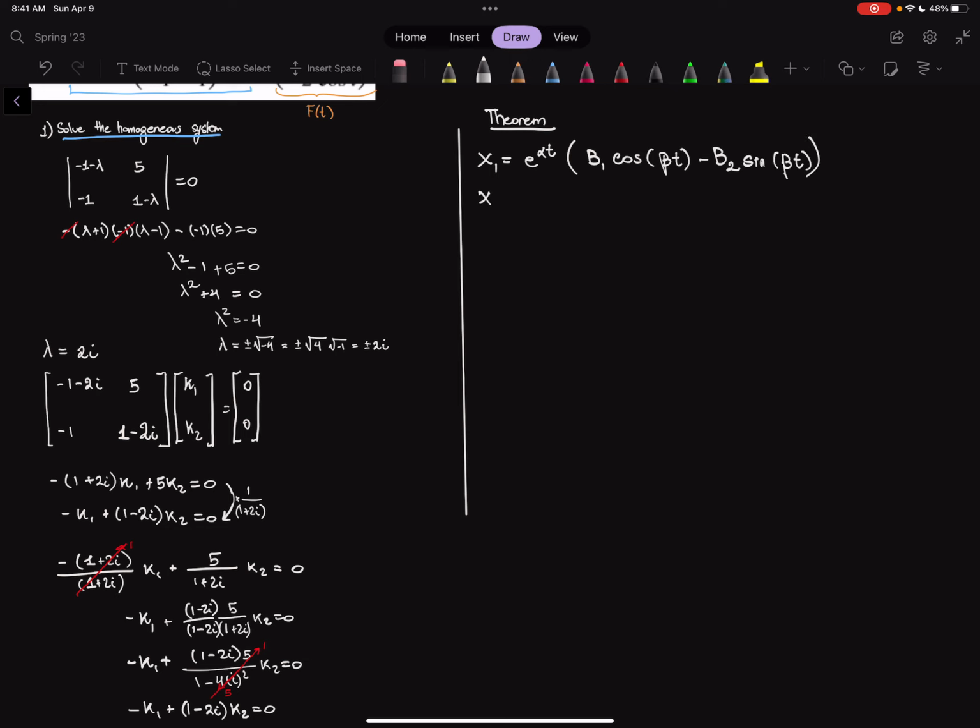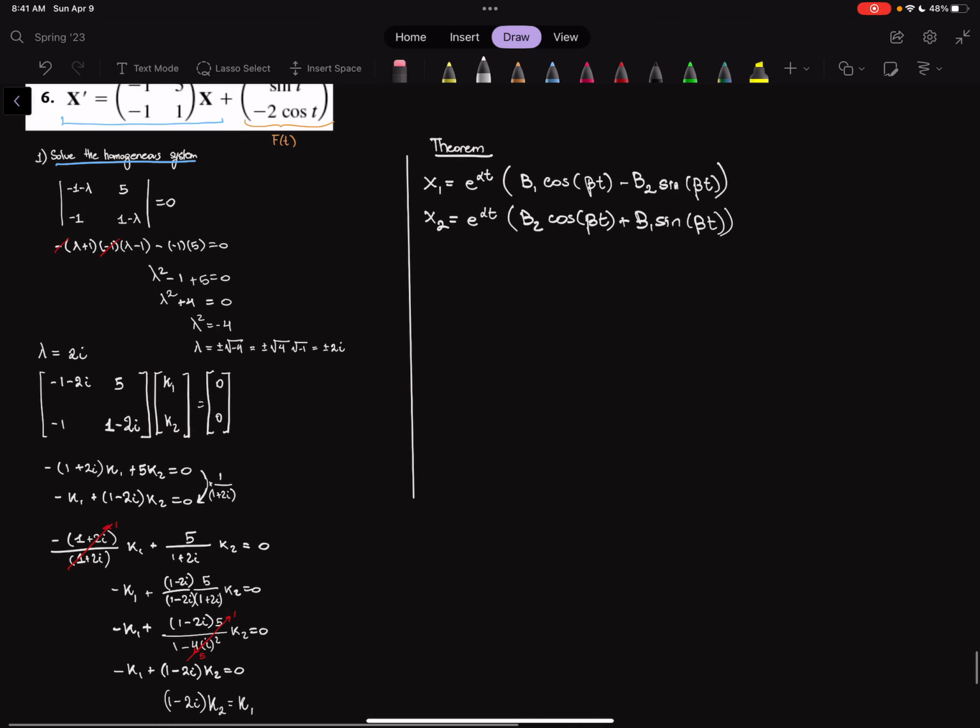And this is your first solution, and your second solution looks similar, but you swap the b1 and b2, and then you have b2 times the cosine of beta t plus b1 times the sine of beta t. Now, I don't like saying just to memorize things, but this one, you can have it in your formula sheet while you take the test. And this is nice to have because it makes things much, much faster.